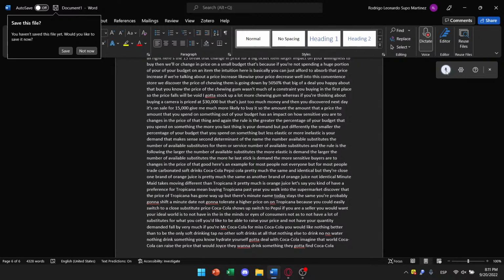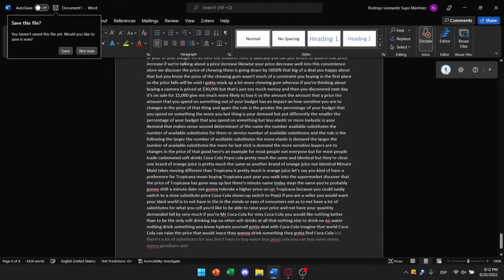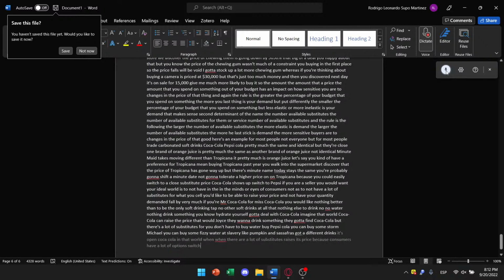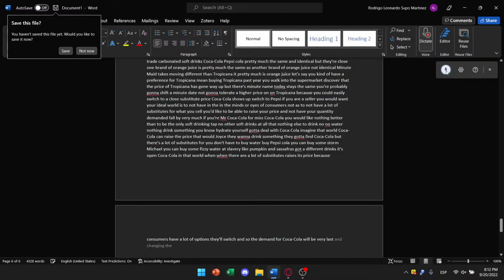But if there's a lot of substitutes for it, you don't have to buy Coca-Cola. You can buy water, you can buy Pepsi-Cola, you can buy some store-bought cola, you can buy some fizzy water that's flavored like pumpkin and sassafras. Buy all kinds of different drinks. And so when Coca-Cola, in that world, when there are a lot of substitutes, raises its price, because consumers have a lot of options, they'll switch. And so the demand for Coca-Cola will be very elastic. The change in the price of Coca-Cola is going to have a big impact on the quantity demanded of Coca-Cola. So again, the rule is the greater the number of substitutes, the more elastic is demand.